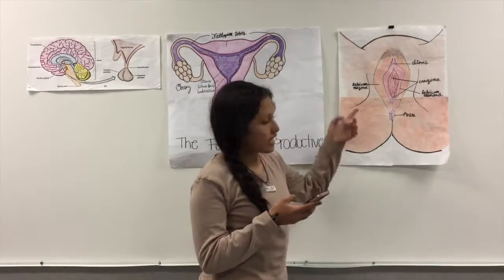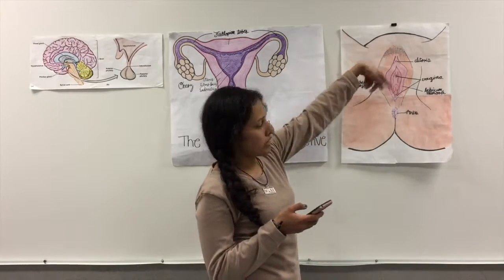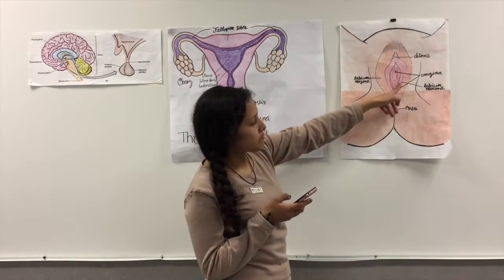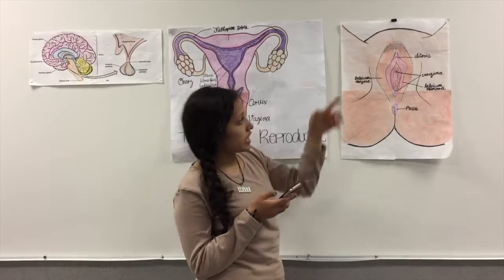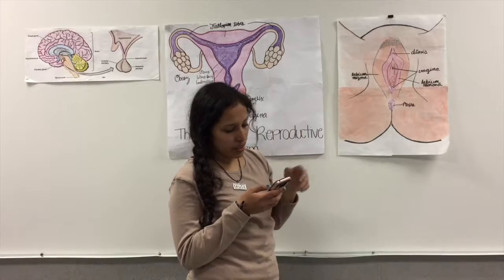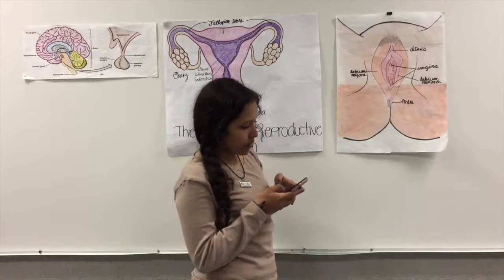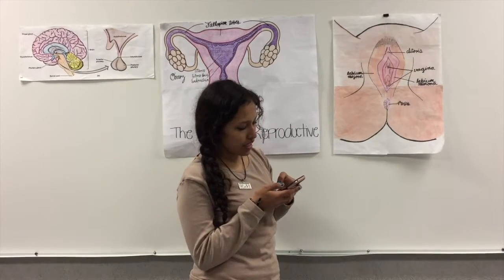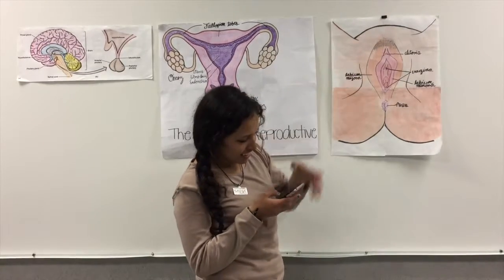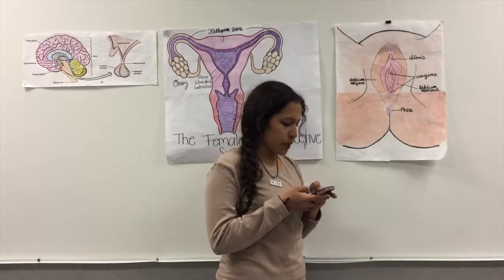The external female genitals are collectively known as the vulva, this part, and it includes the labia majora, the labia minora, and also the glans clitoris, this, and the cleft with the openings of the urethra, this part, and the vagina. The labia majora are two large hair-covered skin folds that extend from the mons pubis, this part, which is a fatty prominence over the pubic bones covered with pubic hair.